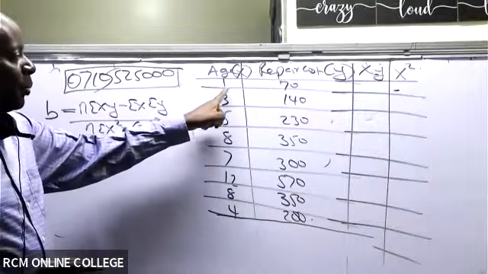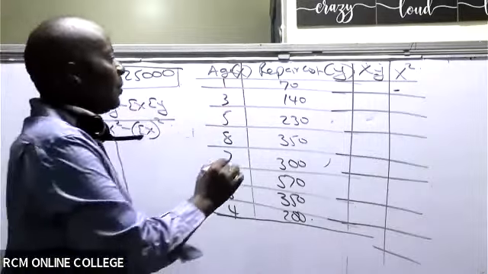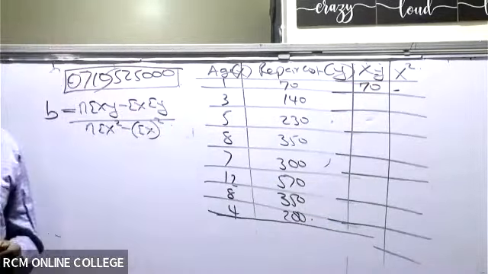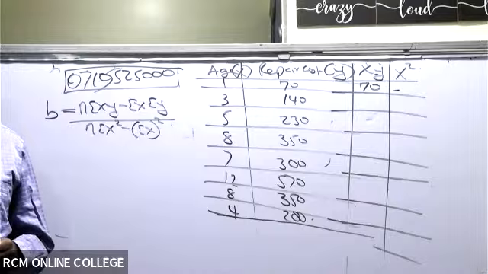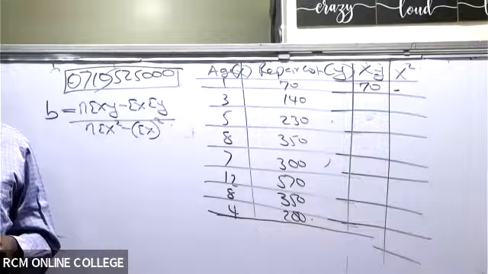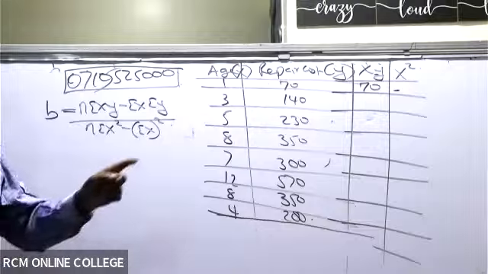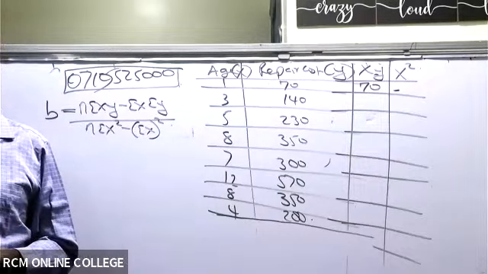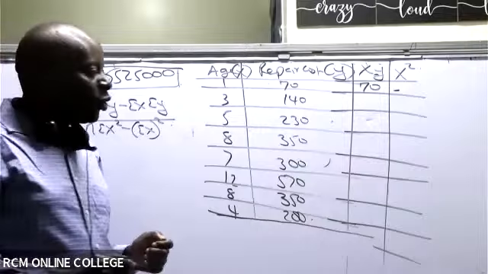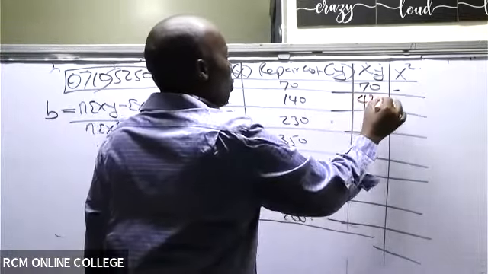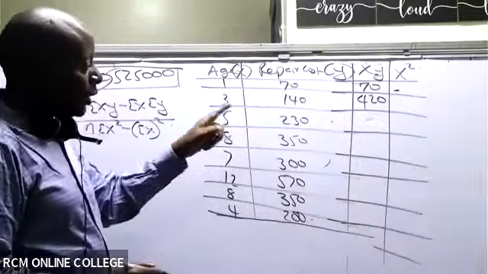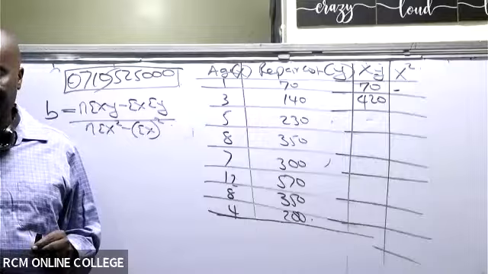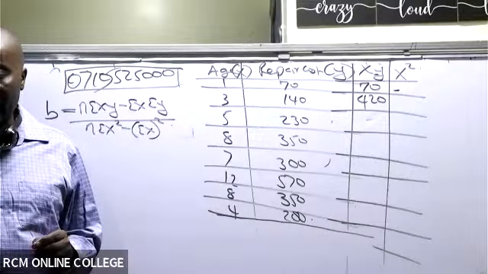So xy means you're multiplying. 1 times 70 gives me 70. How about 3 times 140? Can somebody give me 3 times 140? You guys must give me these values. Chitechi Laura, 420. Thank you so much. 420. And then we have here 5 times 230.